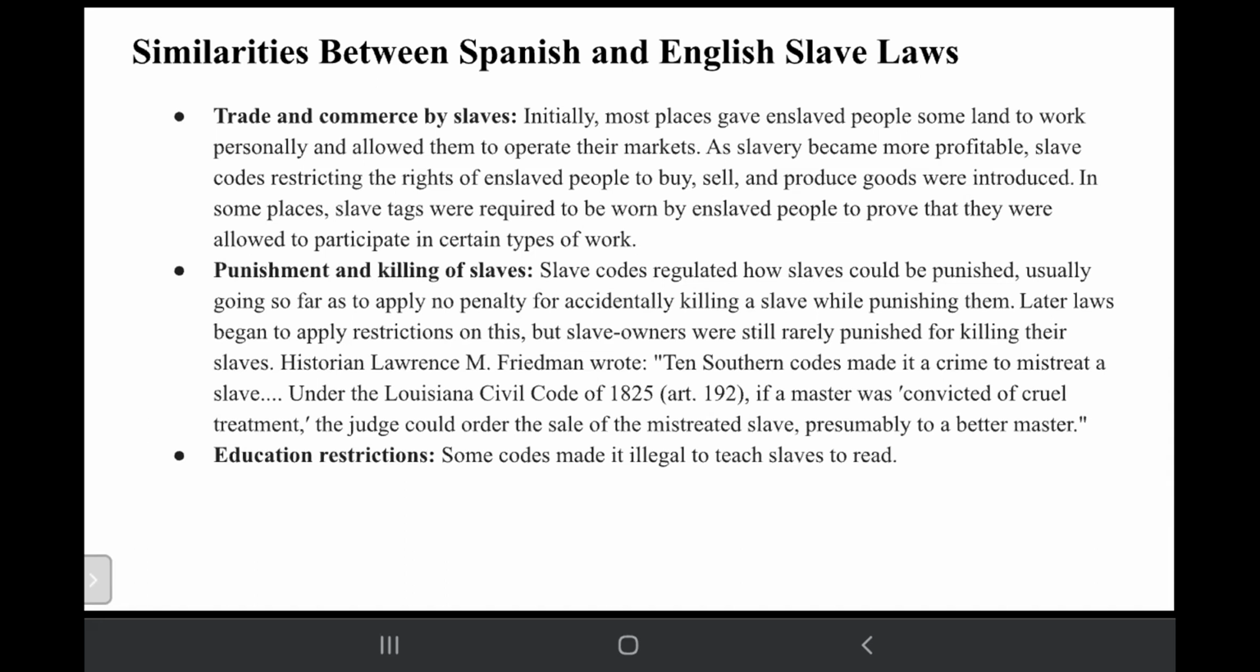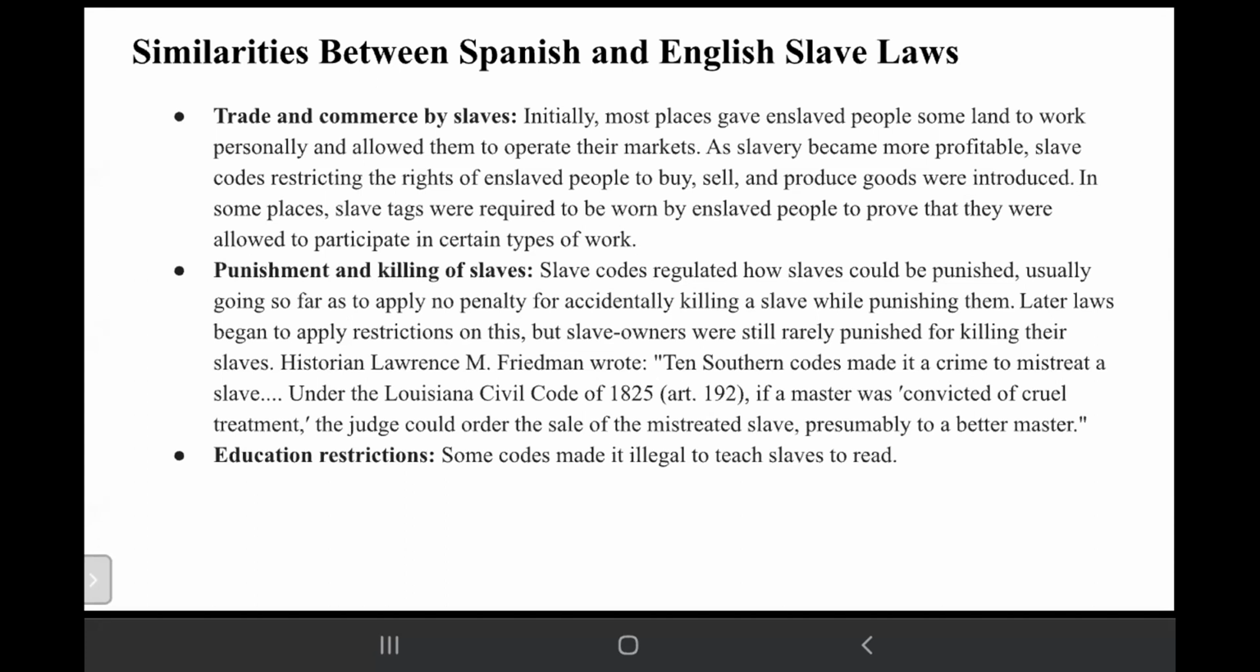Punishment and killing of slaves. Slave codes regulated how slaves could be punished, usually going so far as to apply no penalty for accidentally killing a slave while punishing them. Later laws began to apply restrictions on this, but slave owners were still rarely punished for killing their slaves.